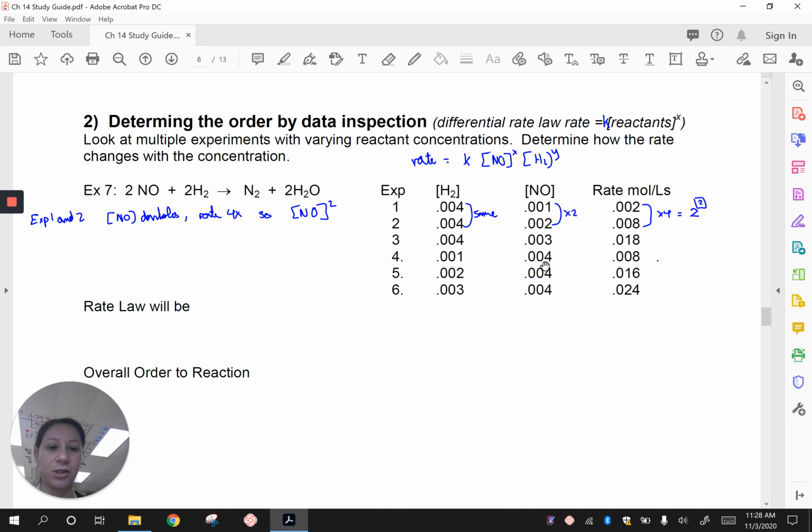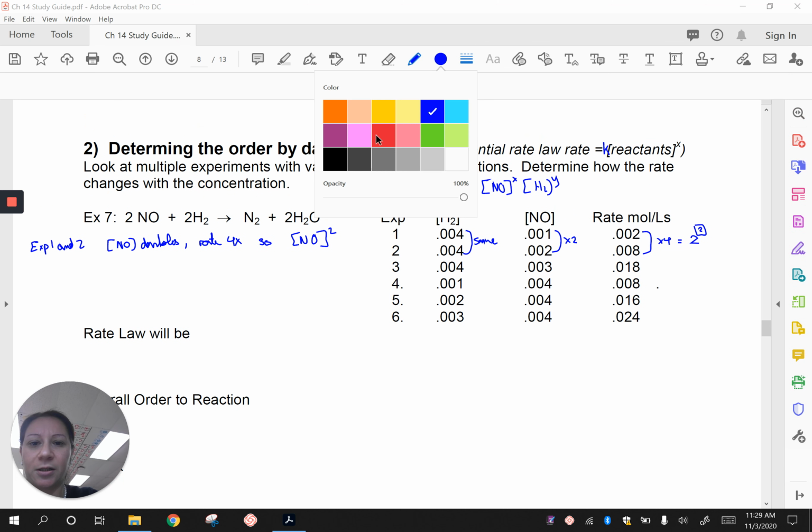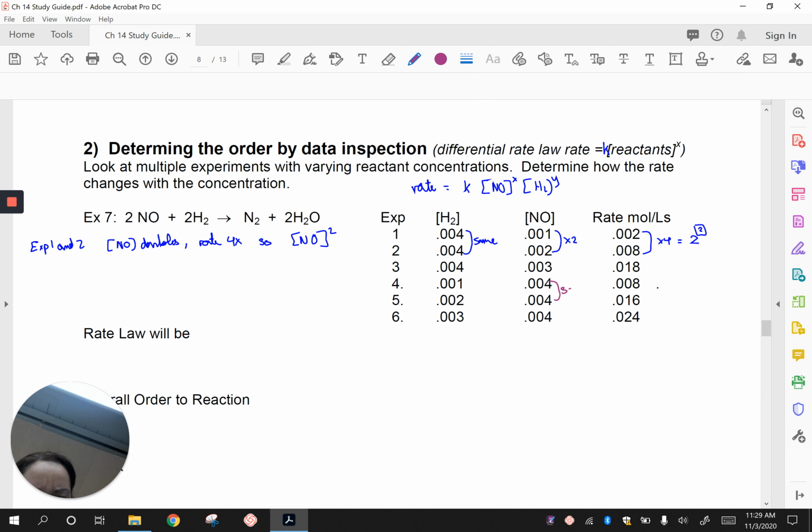So it looks like NO is held constant in experiments 4, 5, and 6. So I want to pick 2 of these experiments. It doesn't matter which one. Just for simplicity, I'm going to pick experiments 4 and 5. These are the same. This one looks like a double, and so this one looks like I'm also doubling it.